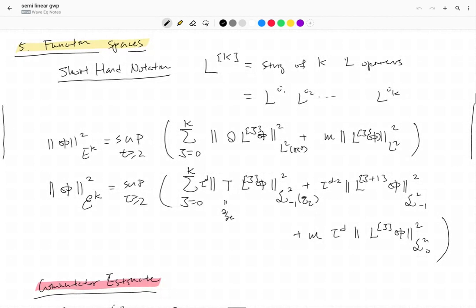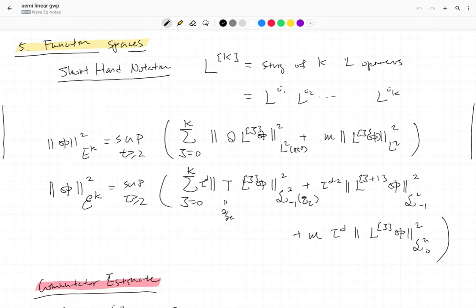For convenience, I'm going to introduce a shorthand notation, just so that I don't write so many L's. If I write L with an upper index in brackets, a non-negative integer k, this means a string of k L operators chained together. So it'd be L_{i1} for some i1, L_{i2} for some i2, up to L_{ik}. These are indices ranging from 1 to d, the number of spatial dimensions.